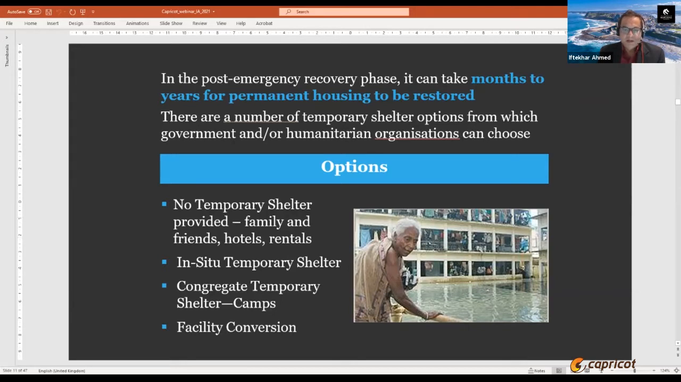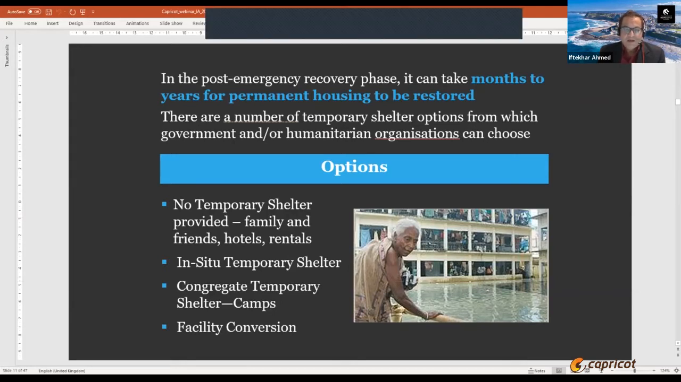And then you might have in situ temporary shelter, and then congregate temporary. Congregate means not staying on their own site, but having these camps basically. And finally, the facility conversion. You convert buildings. You can see these photographs from Bangladesh. This photograph was taken after a massive flood in 2004, when these schools were converted for temporary accommodation. So people were just staying there temporarily, but you can see that these people were staying in these shelters for extended durations, more than months.